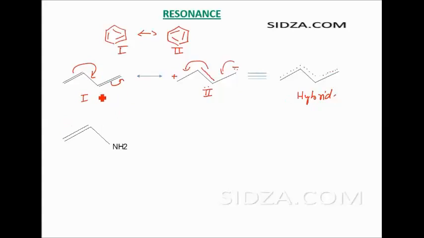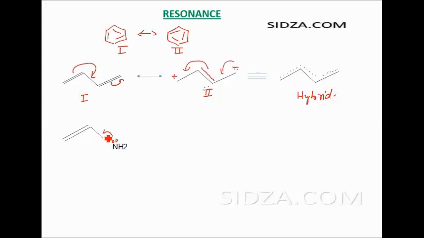So let's take another example. Not only pi bonds, right? If they are in a conjugated system, they can undergo resonance. If you have a lone pair of electrons and then a single bond and then again a double bond, it can also undergo resonance. If the lone pair of electrons is on any atom at the allylic position, then it can also undergo resonance. We have a double bond, a single bond and a lone pair. It can also undergo resonance here.